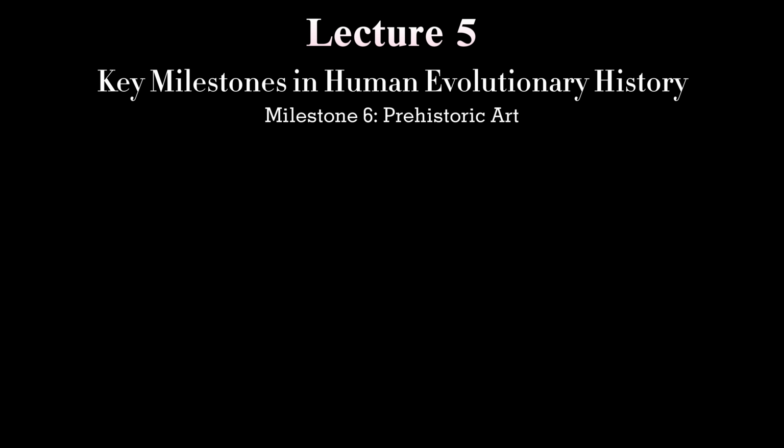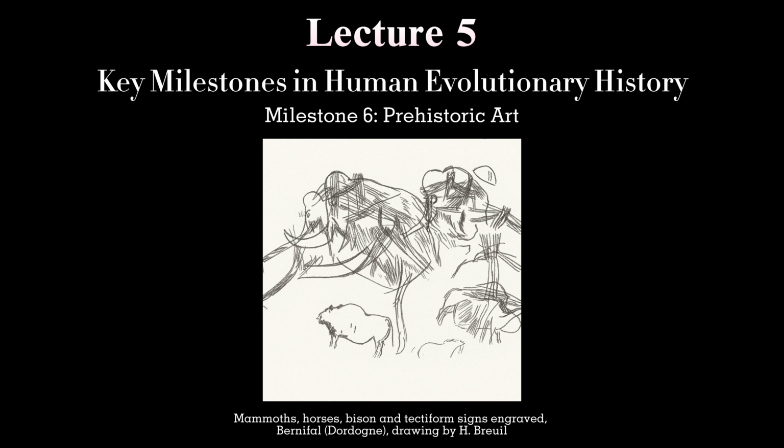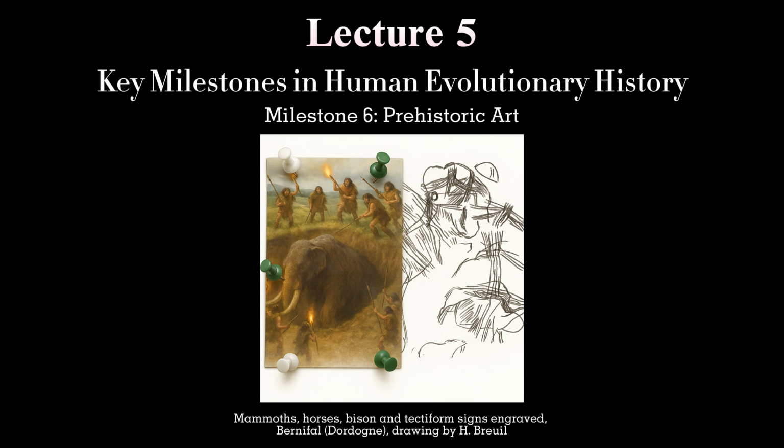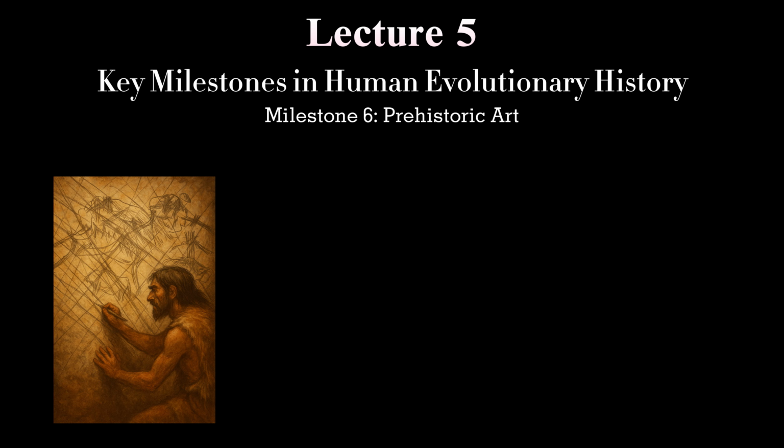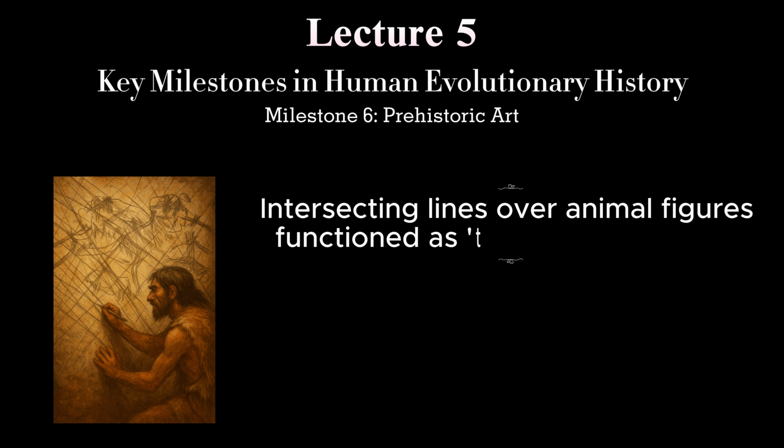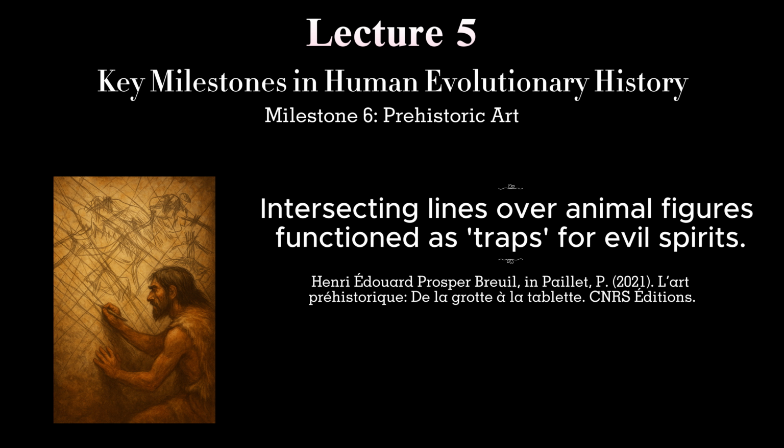Alternatively, when we encounter depictions of animal bodies covered with lines, horizontal and vertical, intersecting or parallel, we may interpret them as efforts to trap a more elaborate extrapolation of internal imagery in the external world, to affix it securely to the cave wall. The researcher of prehistoric art Henri-Edouard Prosper Broyle proposed in a similar vein that the intersecting lines over animal figures functioned as traps for evil spirits.